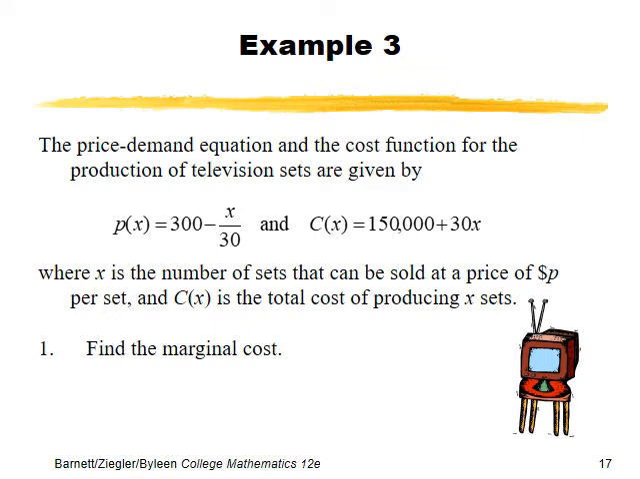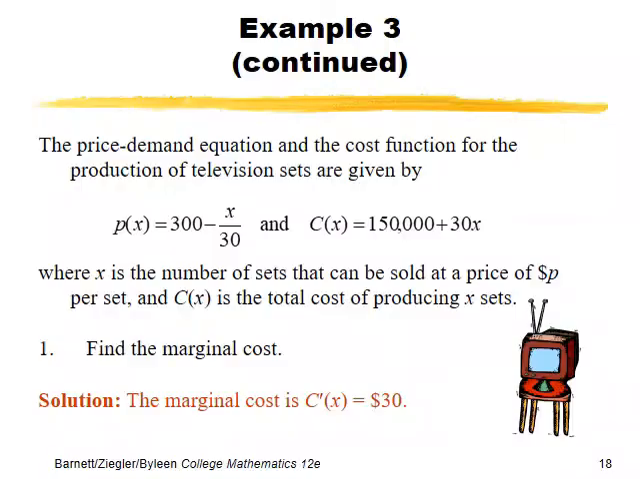Similarly, the price demand equation and the cost function for producing television sets are given like this. This is the price function. This is the cost function. Find the marginal cost. In case of marginal cost, as I said, simply take its derivative. If you take its derivative, you will get 30, since the derivative of 15,000 is 0 and the derivative of 30x is 30.